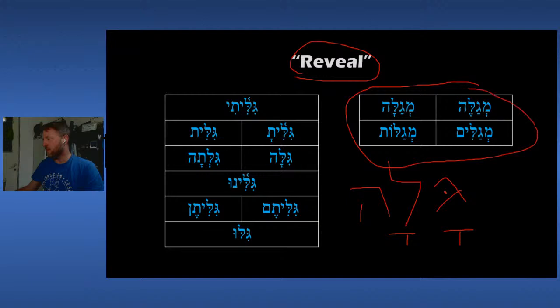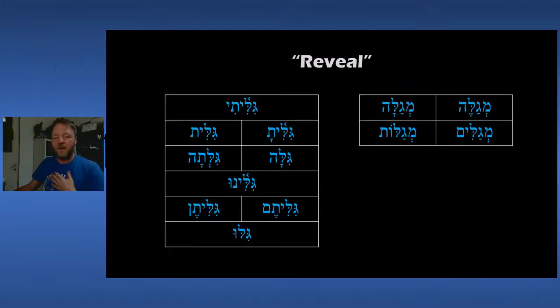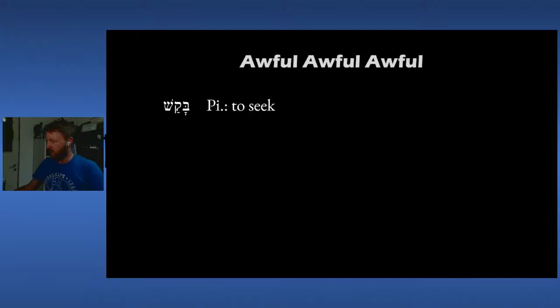Megale, megale, megala, megalim, megalot. Ani lo megale lachem. I am not uncovering for you or revealing to you what I want. Ani lo megale lachem. Megale. Okay, uncover, reveal.